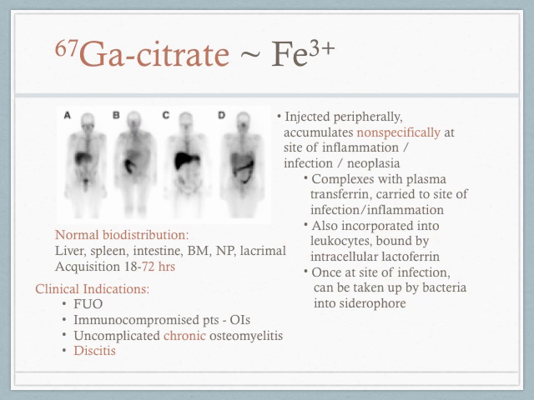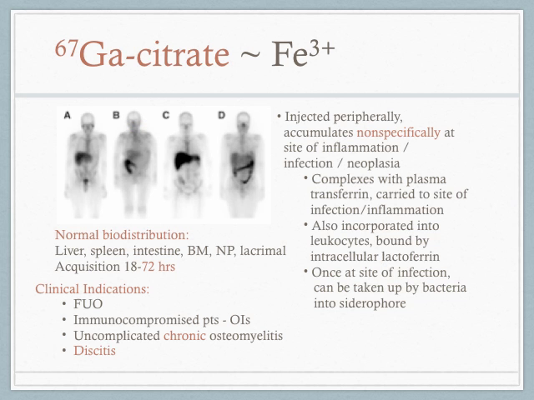The image in the upper left is a normal gallium scan. It's going to accumulate in the darkened areas here: the liver, the intestines, the spleen, the intestines again. Also, there's increased uptake in the bone marrow, so you can see it in the axial skeleton, the lacrimal glands, and the nasopharynx. These images are obtained anywhere between 18 and 72 hours after peripheral injection.